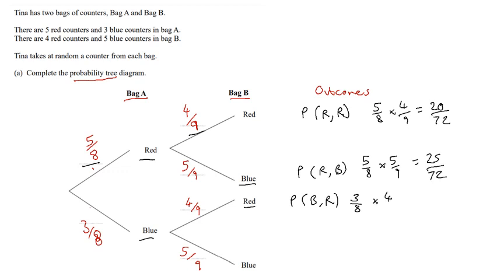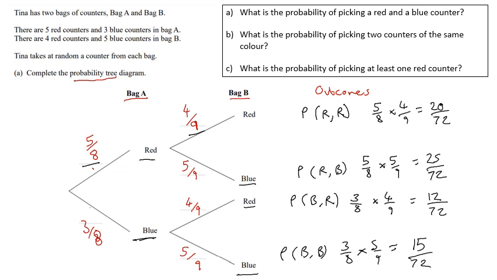Then this here would be the probability of blue, then red, so 3/8 times 4/9, which is 12/72. And this at the bottom would be the probability of blue and then blue, which is 3/8 times 5/9, which is 15/72.